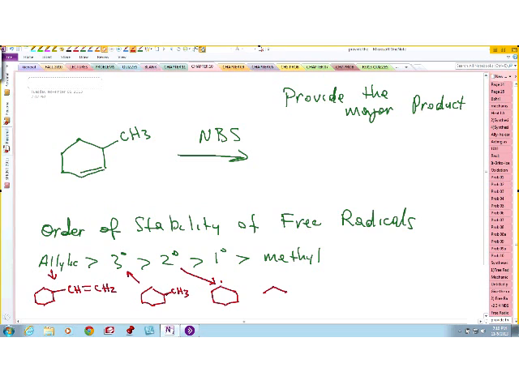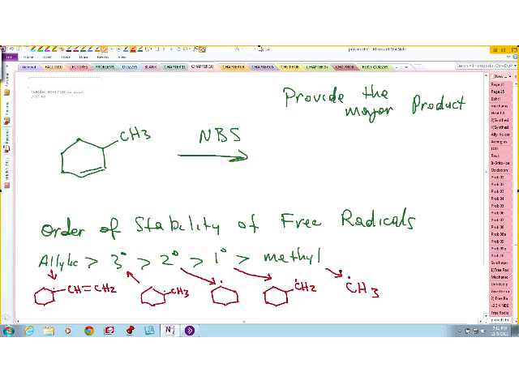So if I have tertiary here, and if I have one here, this will be primary, and of course, finally, we have the methyl. And this will be methyl. So that is the order of stability of free radicals.